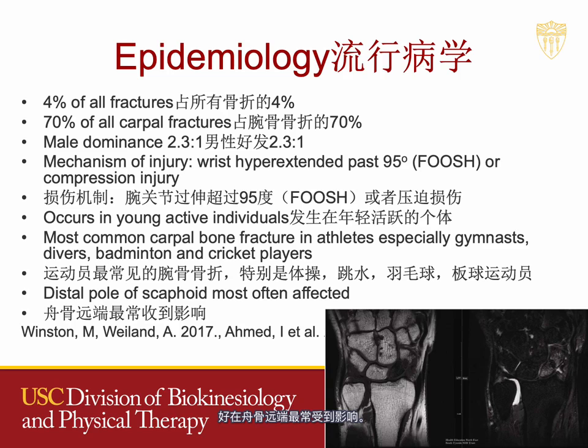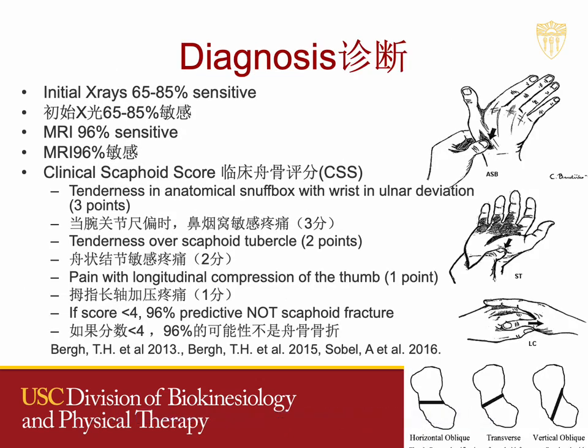And what's good is that the distal pole of the scaphoid is most often affected. So if you remember back to that picture we looked at before, the blood flow to the distal pole is usually pretty good. It's that proximal part that doesn't have great blood flow. So that's good because that means we're probably going to get relatively good outcomes and good healing.